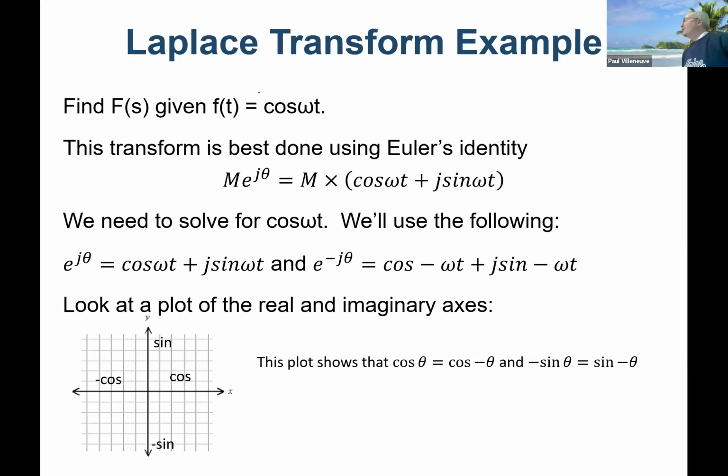So what we're going to do is integrate, right? Because we've got to integrate cosine of omega t. That's the definition of Laplace. But we're not going to integrate the cosine of omega t directly. We would like to convert that, if we can, to get rid of cosines and make it a little more simplistic. And so what we're going to do is use Euler's identity.